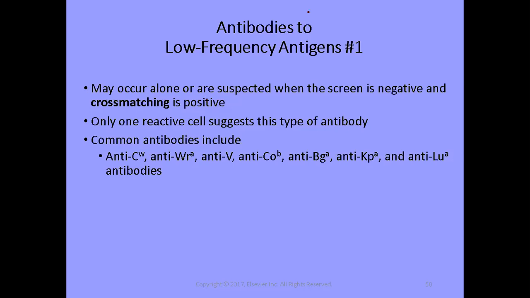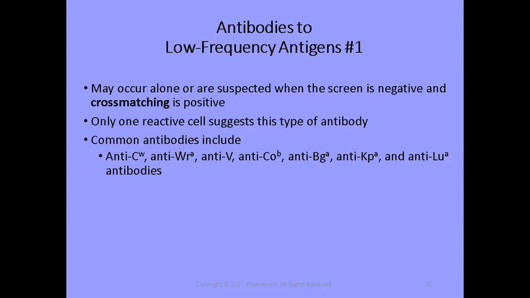So when someone has an antibody to a low-frequency antigen, the antibody screen may have been negative, so we don't think they have an unexpected antibody. However, when we just happen to pick a unit of donor cells to cross-match with this patient, those donor cells happen to have this low-frequency antigen just by chance on the red cells, and it's now reacting with our recipient. Only 1 reactive cell suggests this type of antibody, and common antibodies to low frequency antigens include anti-CW. So remember, this is one part of the RH system.